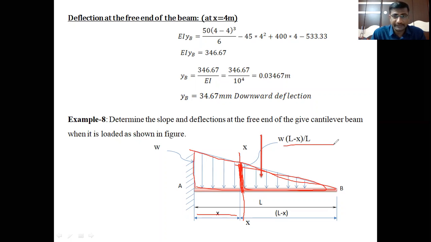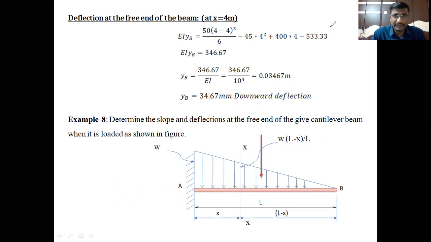This is the load intensity at the XX section, W into (L minus x) by L. How to find that? Let us take this as y. y by W: these are the load intensities at two different triangles. y, the height of the smaller triangle, divided by the height of the bigger triangle, is equal to the length of the smaller triangle divided by the length of the bigger triangle. What is the length of the smaller triangle? It is L minus x. What is the length of the bigger triangle? It is capital L. So from this, y equals W into (L minus x) by L. This is the load intensity at the XX section.